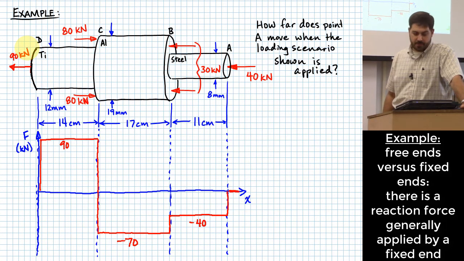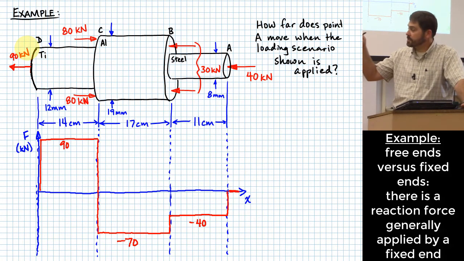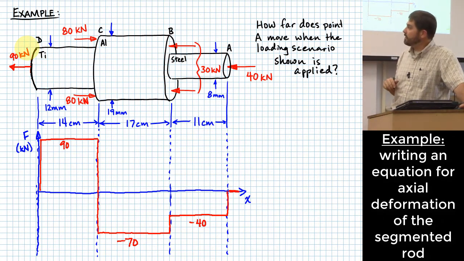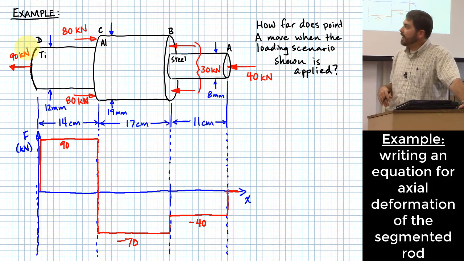So that is honestly the most tricky part of most of these types of problems, is making sure you know how much force is carried in each segment. All right. Once you know how much force is carried in each segment, how do you come up with how far point A moves, assuming point D is fixed?